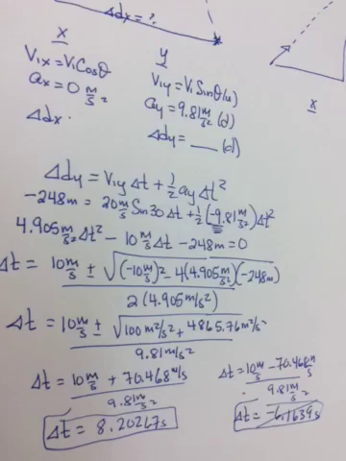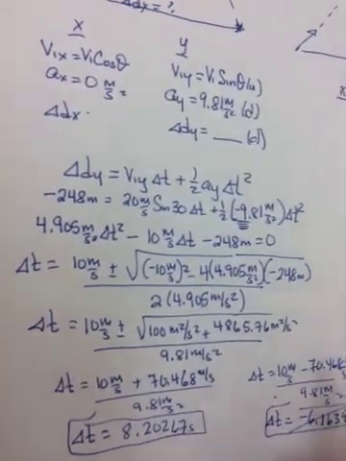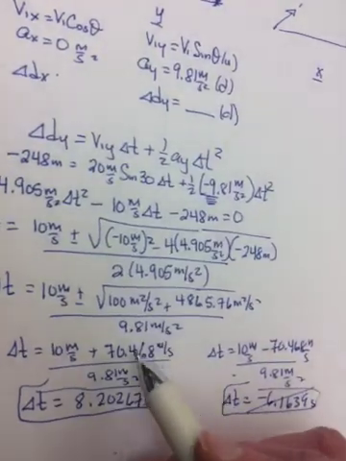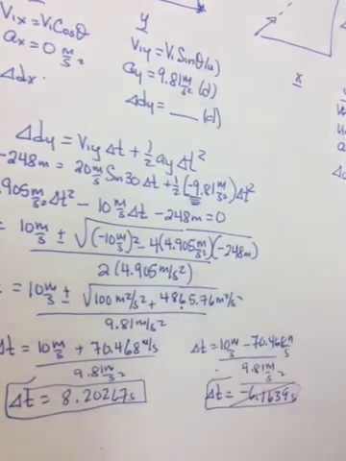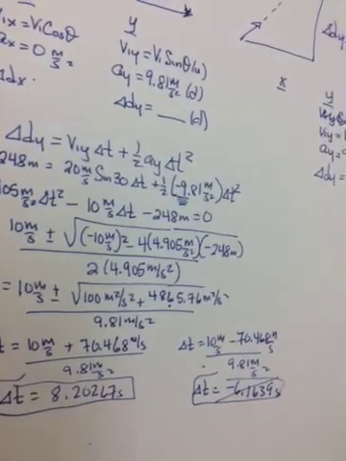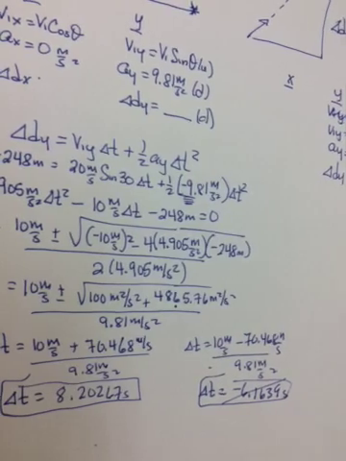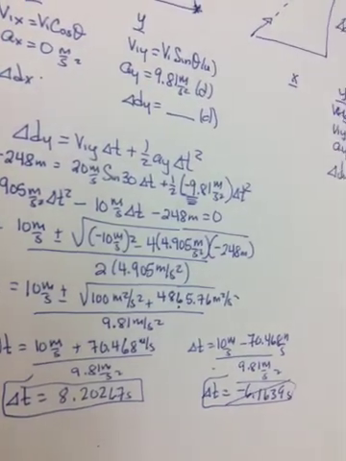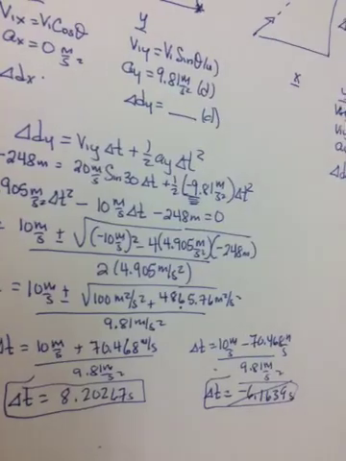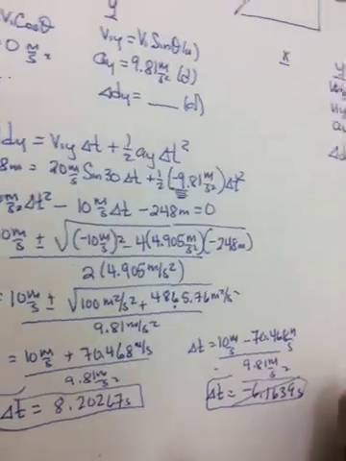Interesting. I don't have the same answer in mine as in what I did. So I may have screwed this up. Because under the root here, I have 900. So what did I do? 4 times 4.905 times 248. Maybe I used different numbers. Plus 100. Square rooted. Yeah, I got the same thing, so I must have screwed up the other one.